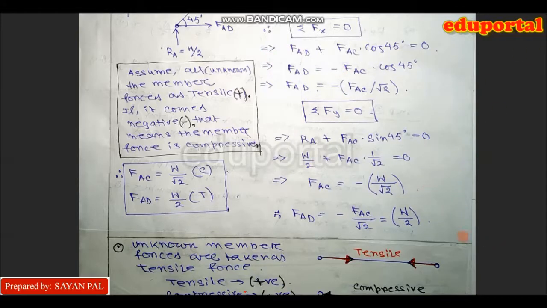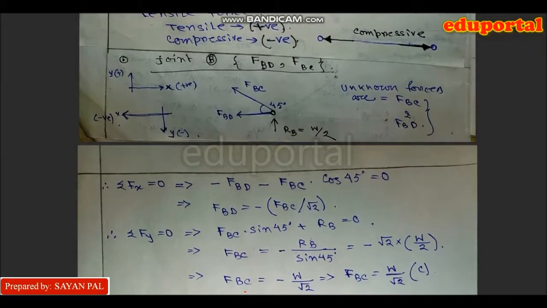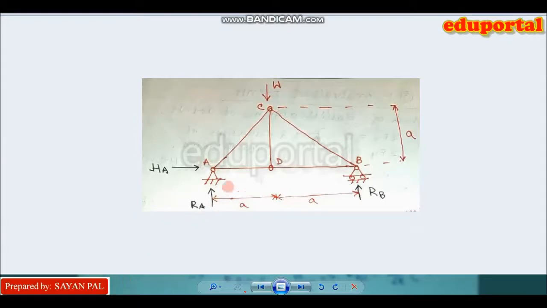Now let's go for the next joint, joint B. At joint B, we know the member forces FAD and FAC. At joint B, there are two forces, FBD and FBC, and one vertical reaction RB. So three forces act at the joint. Among them, two are unknown, but RB is known, so it can be solved by the method of joints.